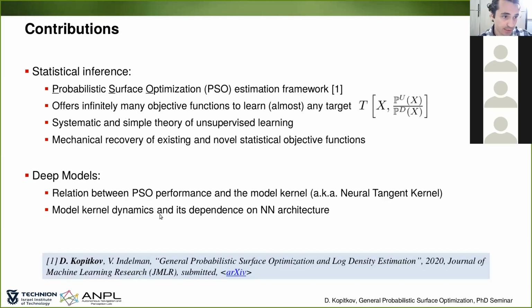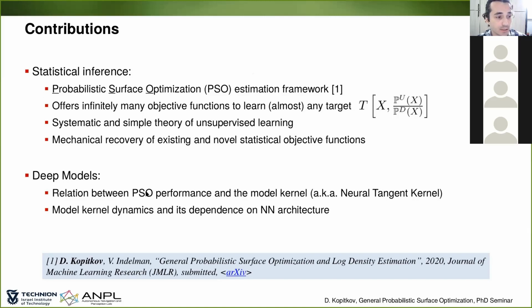And the contribution of this PhD research work is the following. So again, we have two directions. The main direction is statistical inference, where I produce the estimation framework, which I call Probabilistic Surface Optimization, PSO. It allows to generate infinitely many objective functions to learn almost any target function T, as we'll see later. It also provides systematic and very simple theory under the unsupervised learning, and it likewise allows to mechanically recover the existing and known statistical objective functions.